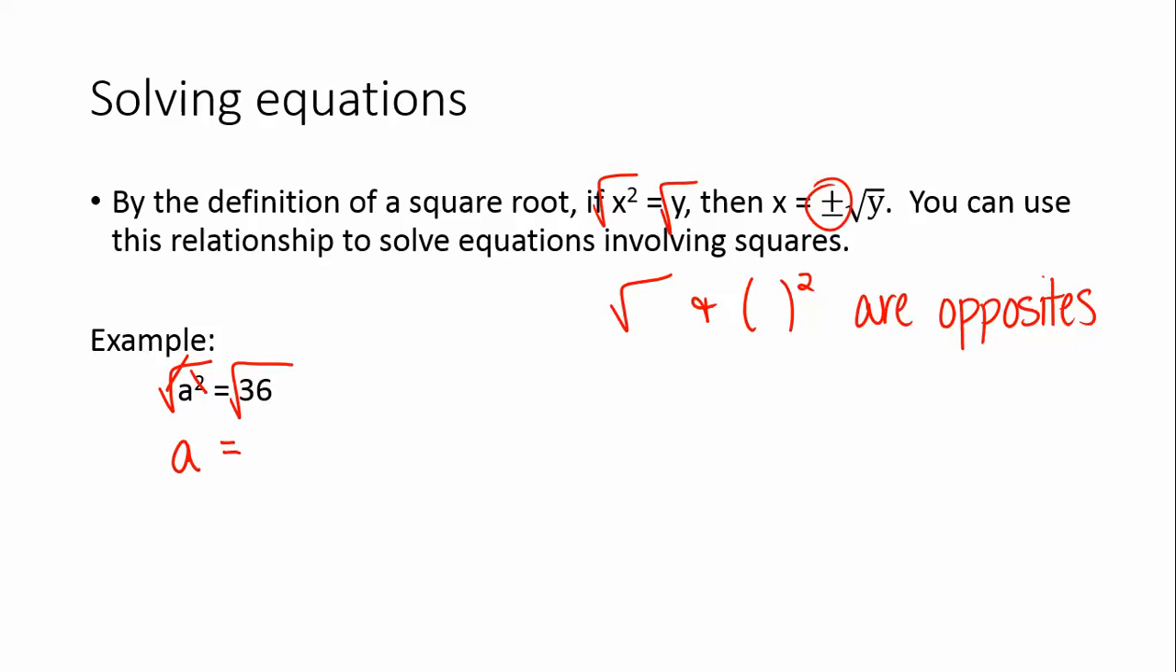We have to be very careful here though, because notice the plus or minus sign. And we talked about this in the last set of notes. But when you square root a number, you actually end up with two answers. Because positive 6 times 6 is 36. And negative 6 times negative 6 is 36. So our answer will be a equals, and remember that's read plus or minus. So a equals plus or minus 6.